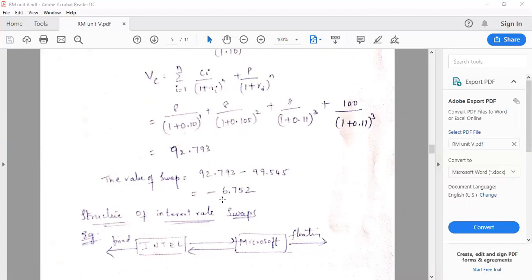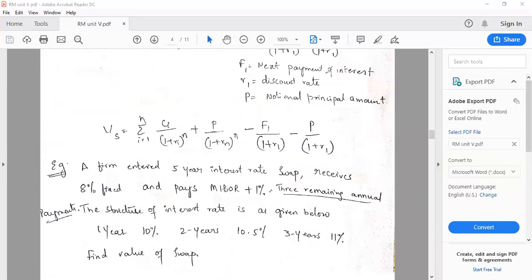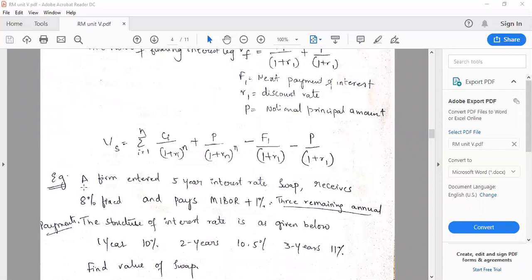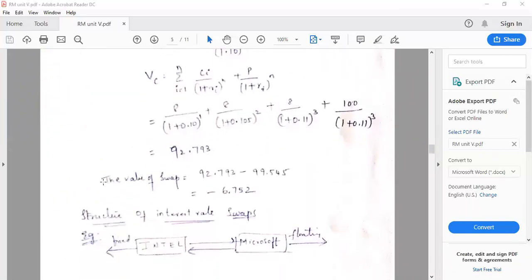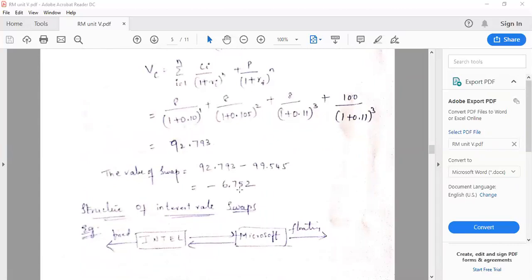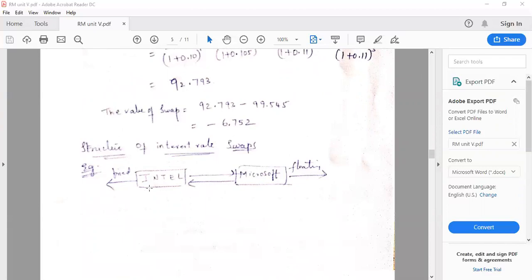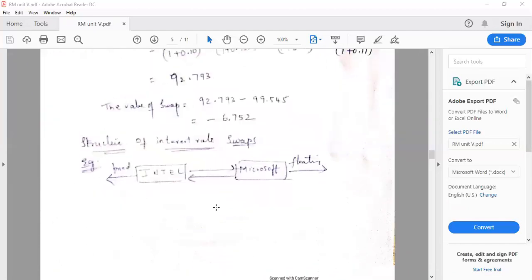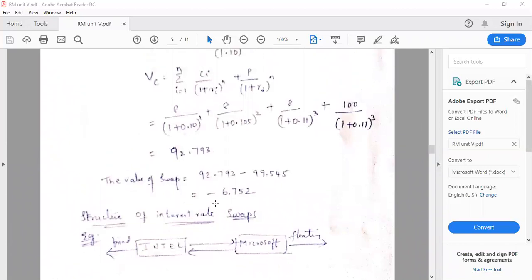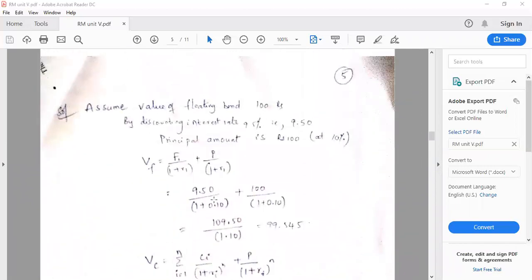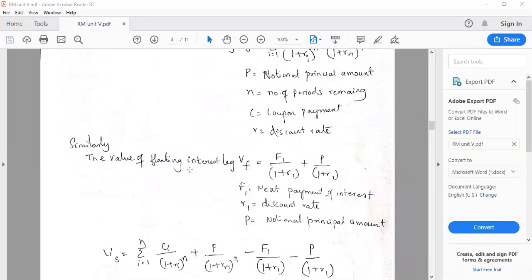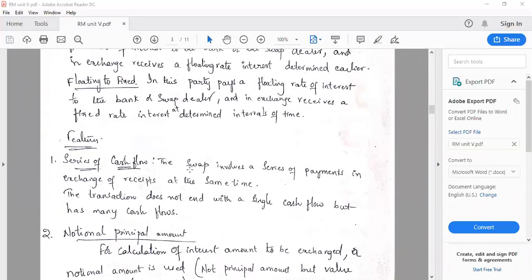This is an example for a firm A. Firm A will have a loss of this much percentage during the entire 5 years. So this would be the structure. Suppose the example is taken between Intel and Microsoft, where one has a fixed interest rate and the other has a floating interest rate, and that will be exchanged between Intel and Microsoft. Right? This is interest rate swaps. I think you all understood what interest rate swaps are.